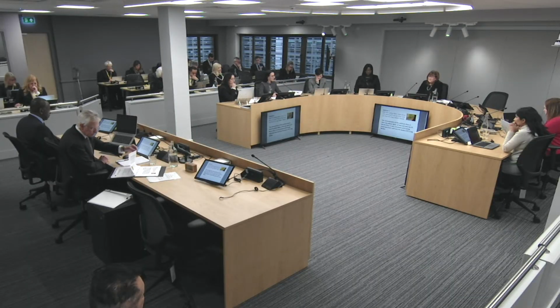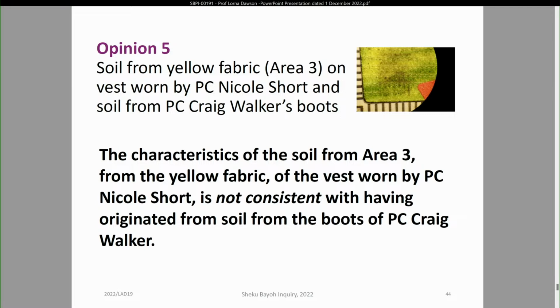Let's move on to slide 44, please. Again, can you share this conclusion with us? So this again is the Area 3 on the yellow fabric. The characteristics of the soil from Area 3, from the yellow fabric of the vest worn by PC Nicole Short, is not consistent with having originated from the soil from the boots of PC Craig Walker.